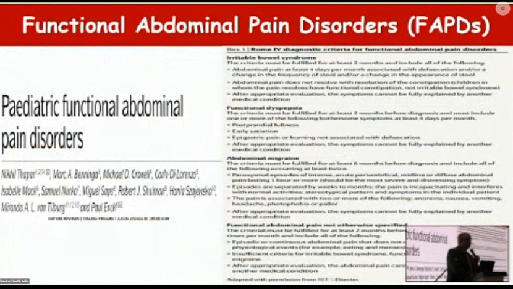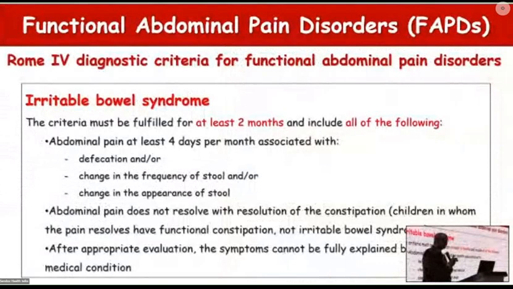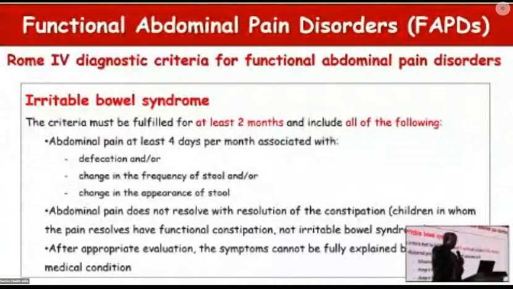According to Rome 4 criteria, these are the criteria for diagnosis of functional abdominal pain disorders. I'll mention each one. Irritable bowel syndrome, which is the commonest. To diagnose irritable bowel syndrome, and by the way, irritable bowel syndrome is very common but usually undiagnosed. But if you apply Rome criteria, you will diagnose a lot of cases of IBS or irritable bowel syndrome.